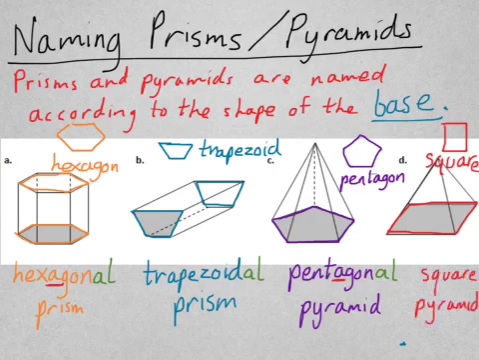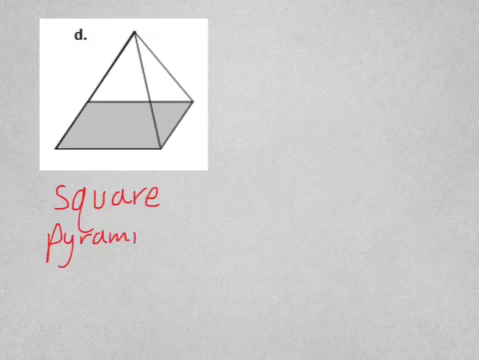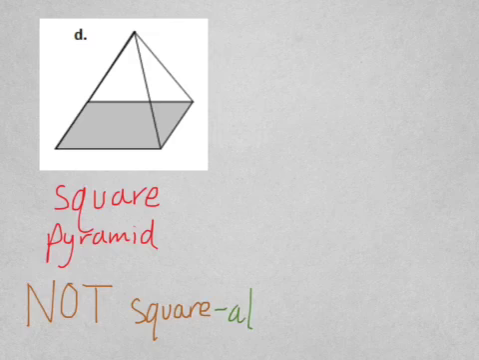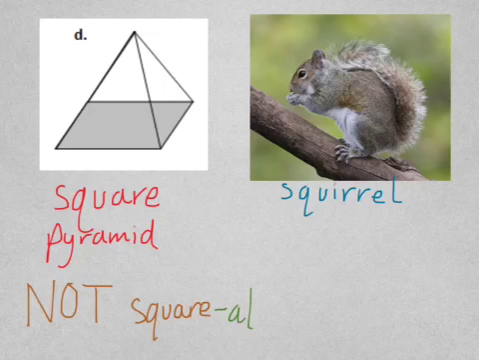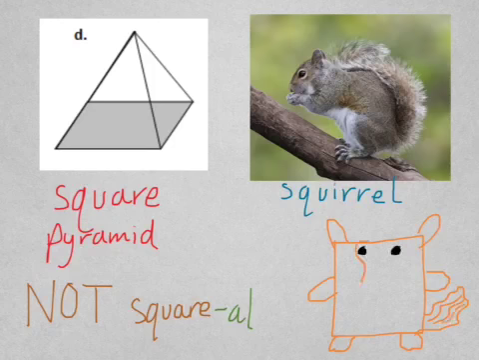So this will just be a square pyramid. That's an exception. Okay? Notice that it's a square pyramid, not a squirrel pyramid. In that case, it sounds like you're saying the word squirrel, and it's not. It's a square pyramid. Squirrel, I guess, would be something like this.